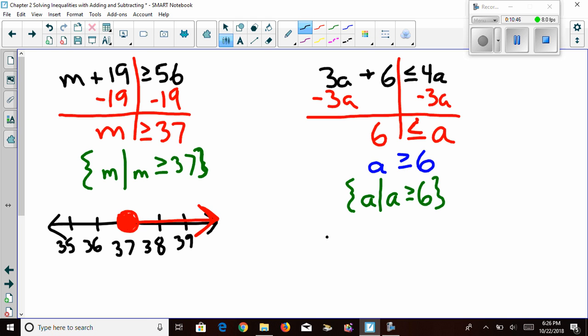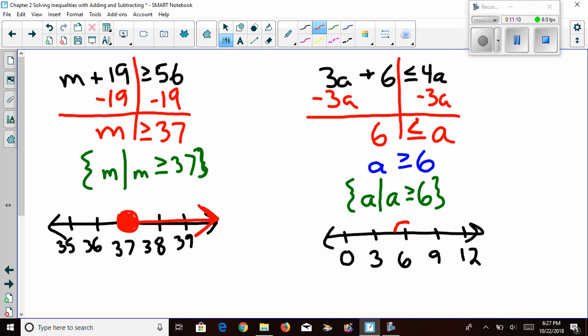So I'm going to go ahead and make a number line. I'm going to start by putting a 6. And maybe this time we count by 3s, just to be different. Since it is greater than or equal to 6, I put a closed circle on the 6. Greater than means I'm going to go ahead and shade it to the right.